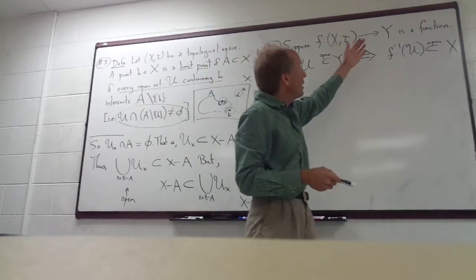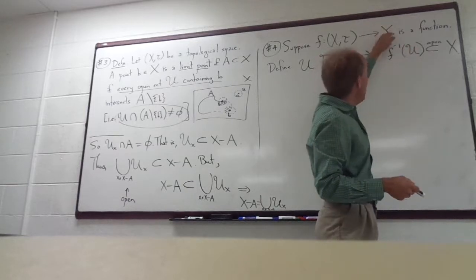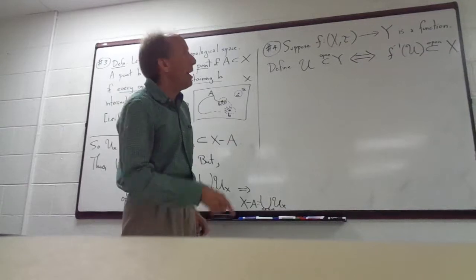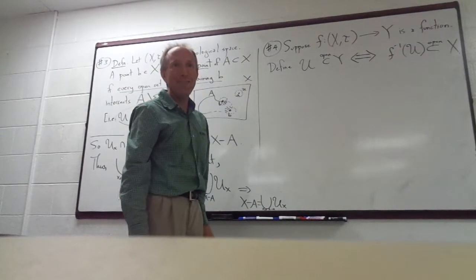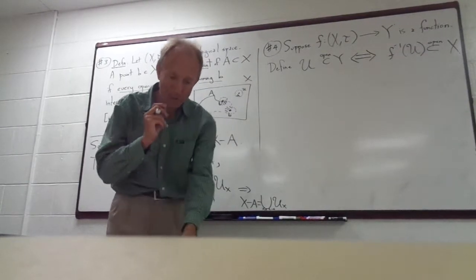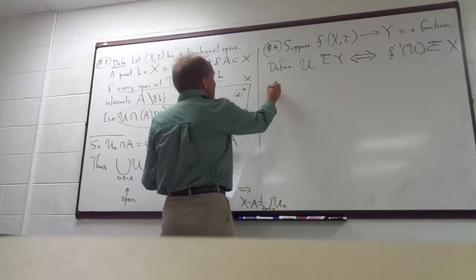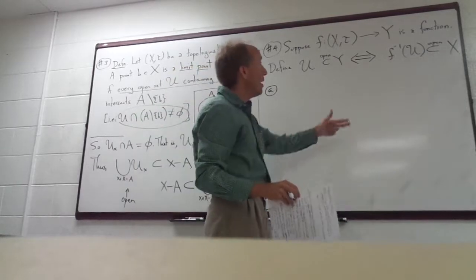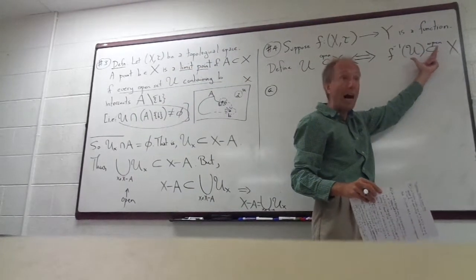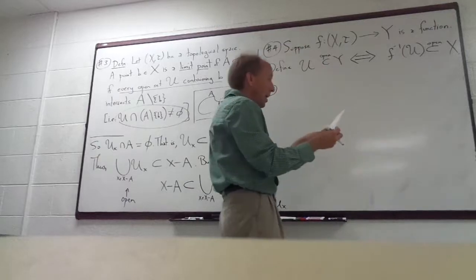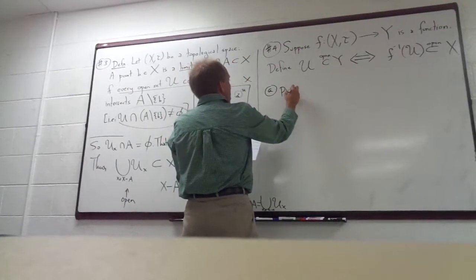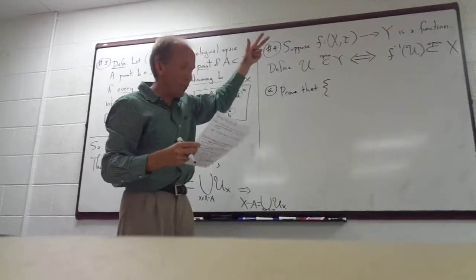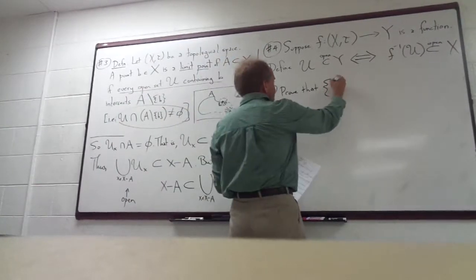So if I create a topology on Y with this definition, I bet you that the function f will be continuous. In fact, that's one of the things we're going to prove here. I have like 3 parts to this problem. The first thing I want to do is prove that this definition gives me a topology on Y. There's nothing bizarre about this. All of this problem is just totally natural.